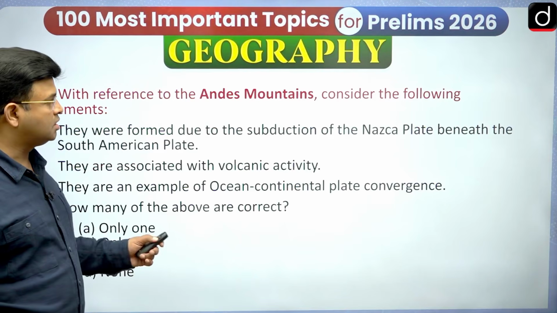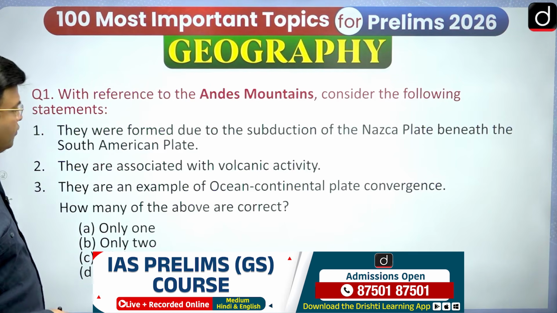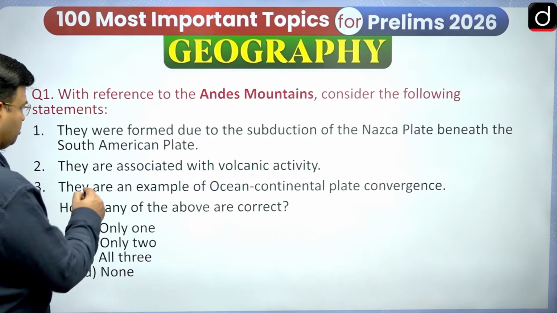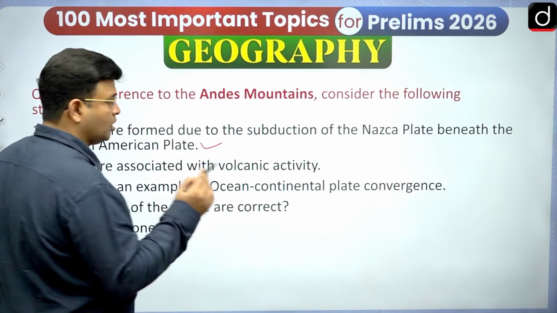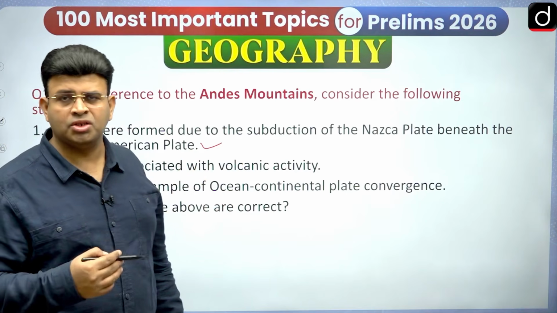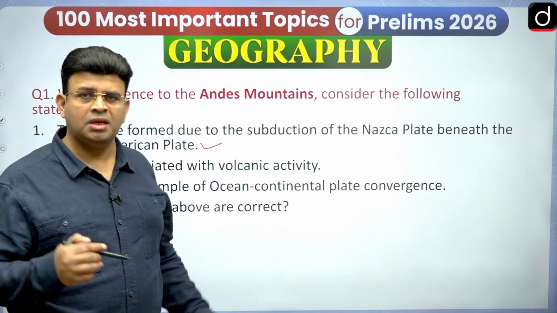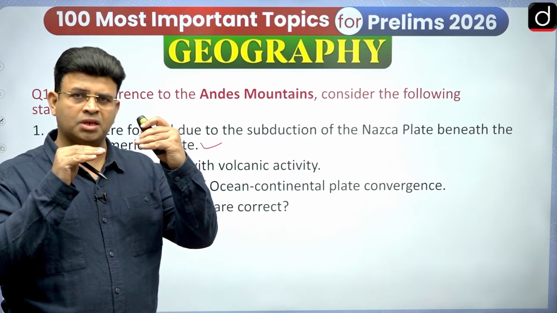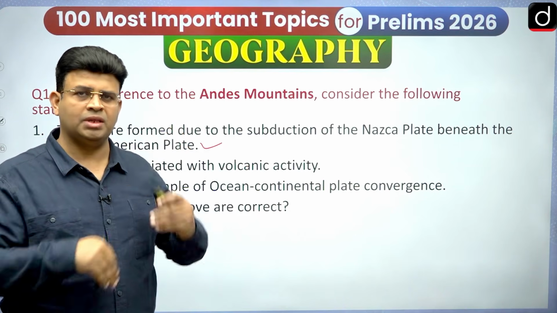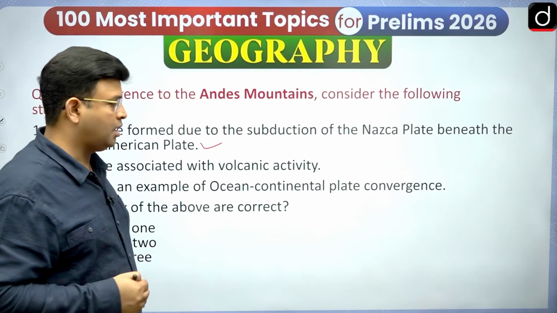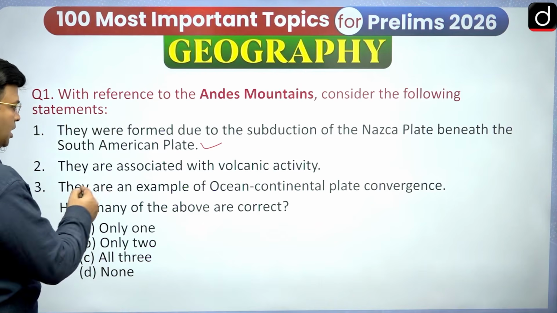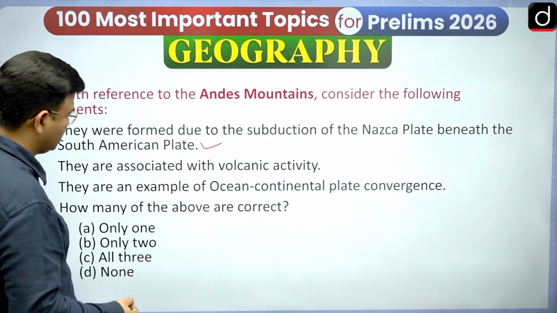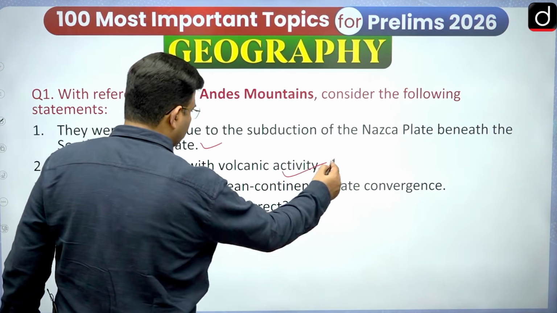The next point we are going to see is with reference to the Andes mountain. Consider the following statements. They were formed due to the subduction of the Nazca plate beneath the South American plate. Yes, you can go and see my explanation of how the Andes mountain was formed. The denser oceanic Nazca plate is converging with the South American continental plate and subducting, and during that, the formation of the Andes mountain goes on. They are associated with volcanic activity. Yes, there will be volcanoes as well as earthquakes, so that is true.